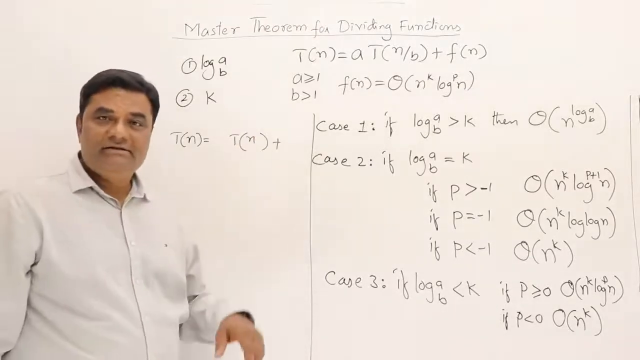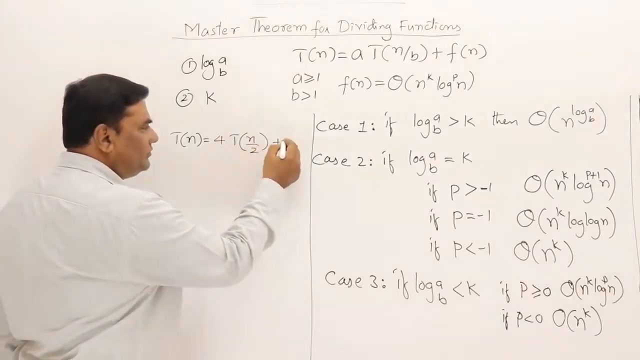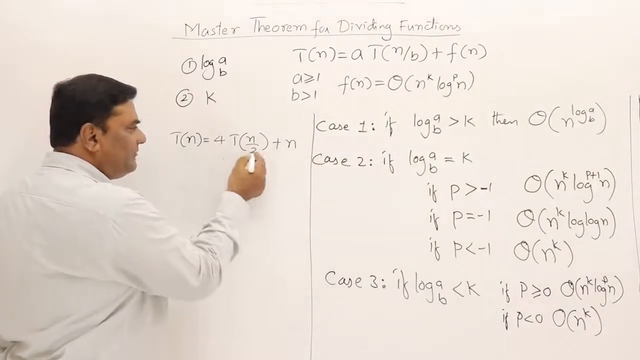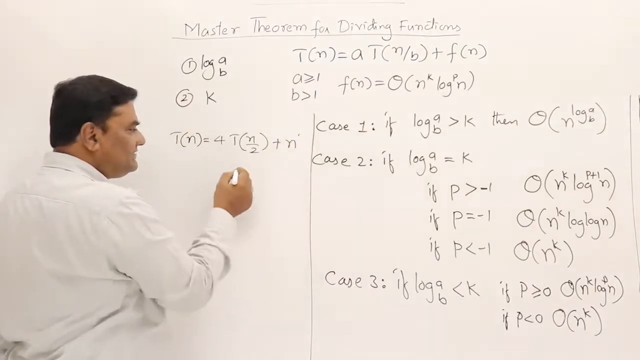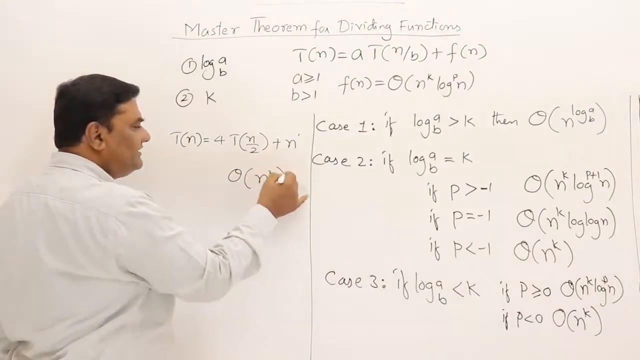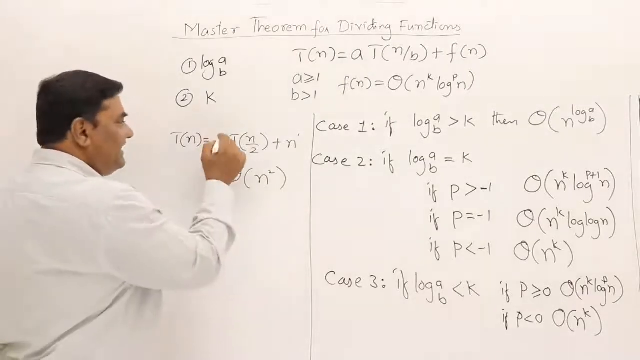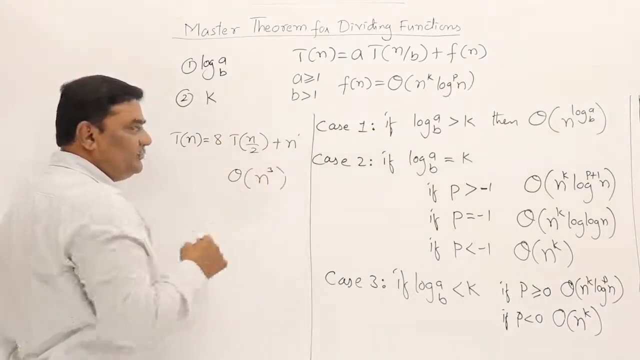Let us quickly look at some examples. Suppose this is 4T(n/2) and this is n. Log 4 base 2 is 2 and this is 1. So the answer will be theta of n square only. Right? If this is 8 base 2, cube, this is 1 only. So this will be cube.